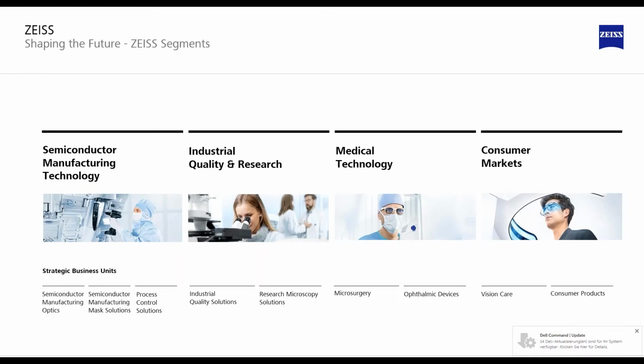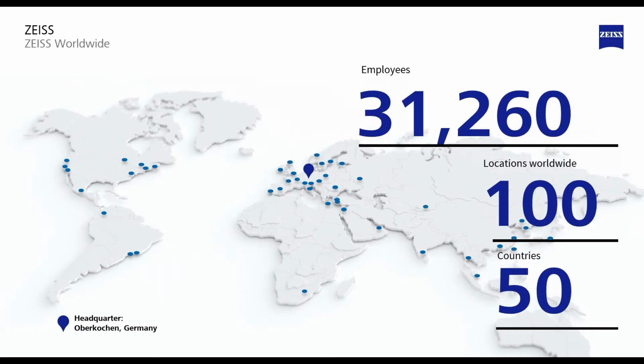First of all, some information about the Zeiss Group. The Zeiss Group is divided into 4 divisions. These are semiconductor manufacturing technology, short SMT, industrial quality and research, short IQR, medical technology, and consumer markets. The relevant division for you is the IQR, in which business I am engaged. In this division, we are dedicated to taking care of the quality assurance of several industries, for example, the field of business medical. The Zeiss Group has globally over 31,000 employees and is represented in over 15 countries with over 100 locations.